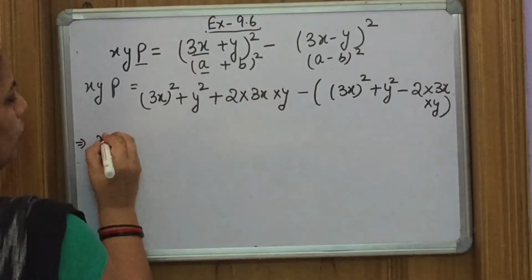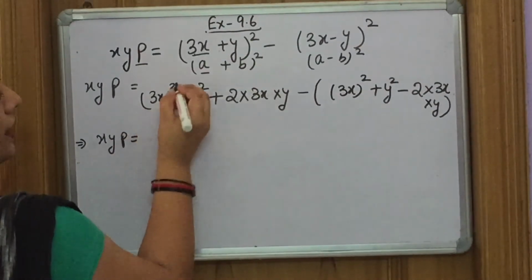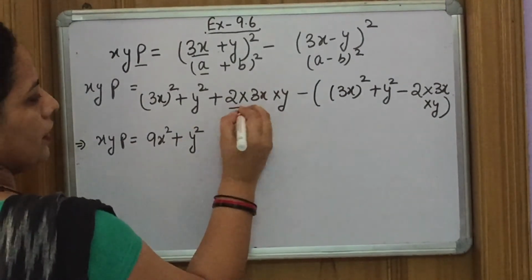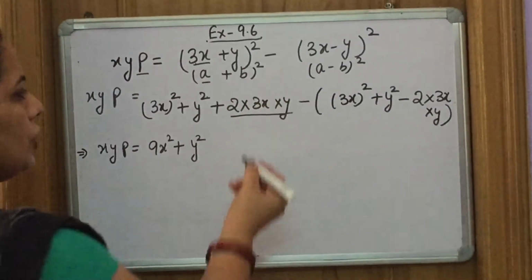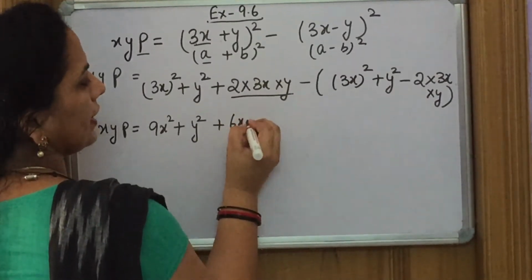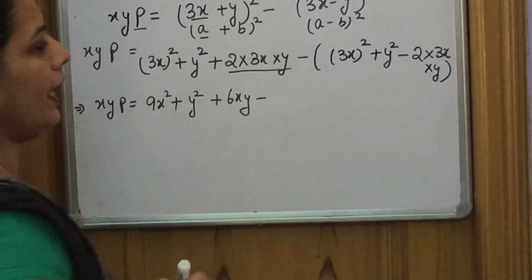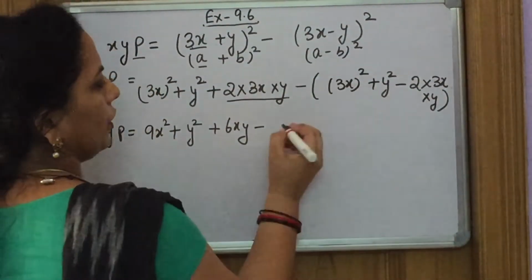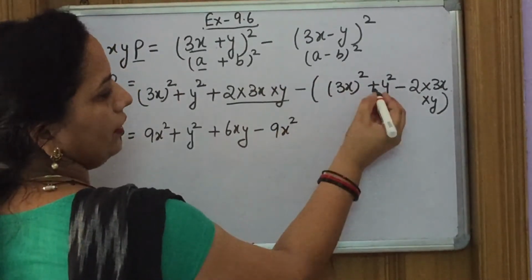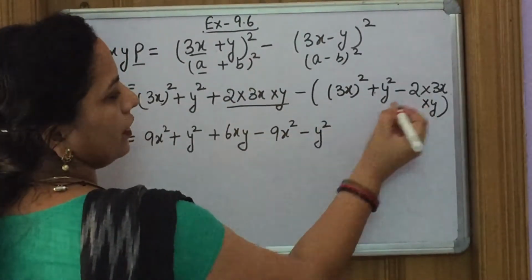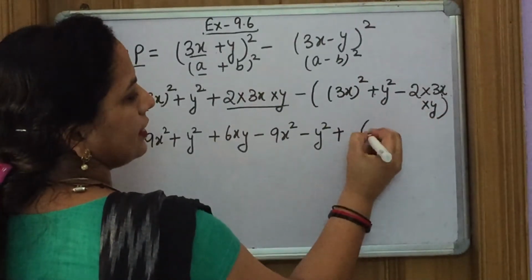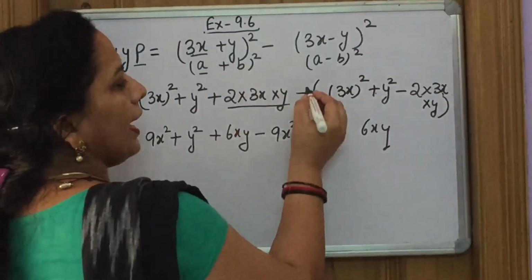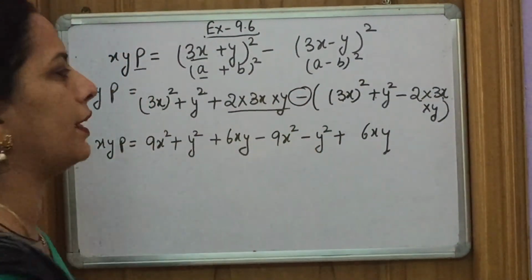The next step will be equal to (3x) square, which is equal to 9x square, plus y square, plus multiplication 2 times 3, that is 6xy. If we have a sign of subtraction, then change all the signs in the bracket. So here we will write 9x square minus 9x square, minus y square, plus 6xy. We change the signs of the terms in the bracket because we have a sign of subtraction outside the bracket.